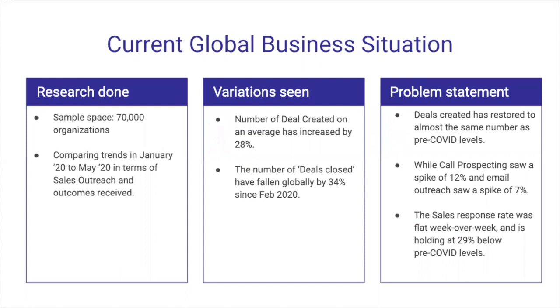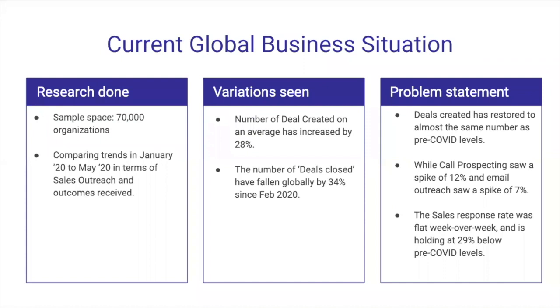Now, what's the current global situation? That's the first point. As I said, the sample space that we've covered is around 70,000 organizations in the US. This study is from January to May 2020 in terms of sales outreach and the outcomes that these organizations have received.